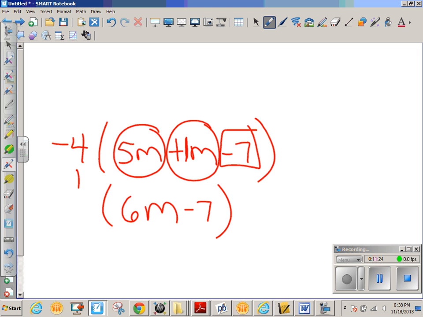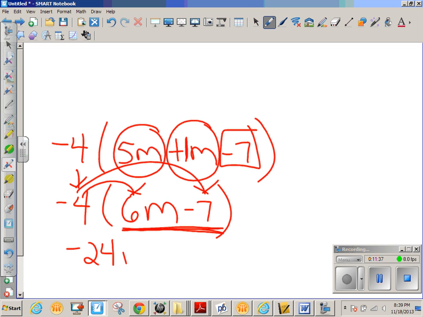Now I'm going to bring down the negative 4, and you may have guessed it, I need to get rid of the parentheses. I know that there's nothing else I can simplify within the parentheses, so now I just distribute the negative 4. I end up with negative 24m. A negative times a negative is a positive, so that gives me a positive 28.